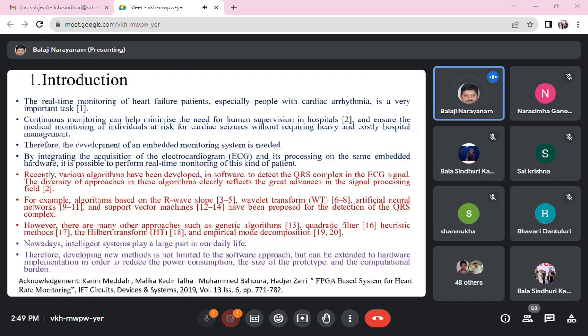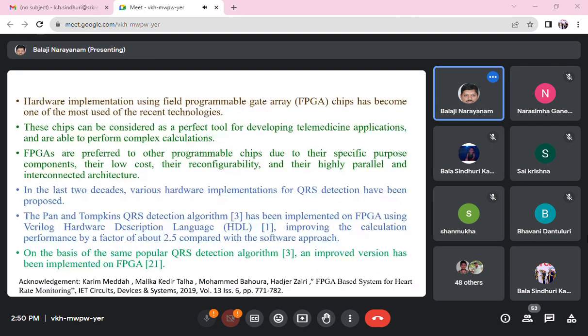Various algorithms developed in software to detect the QRS complex in the ECG signal reflect the great advances in signal processing. However, there are many other approaches, such as the genetic algorithm approach, heuristic methods, the Hilbert transform, and empirical mode decomposition. Hardware implementation using an FPGA chip has become one of the most used recent technologies. That is the reason why you can go for FPGA implementation.